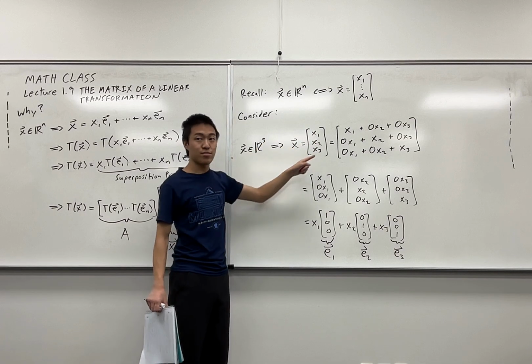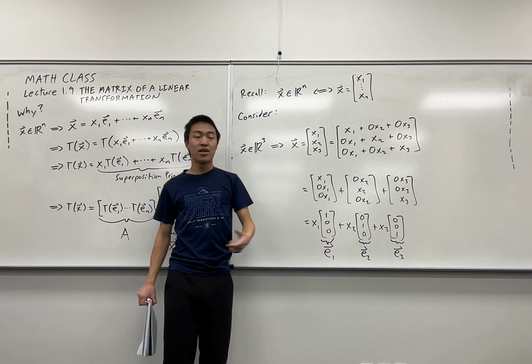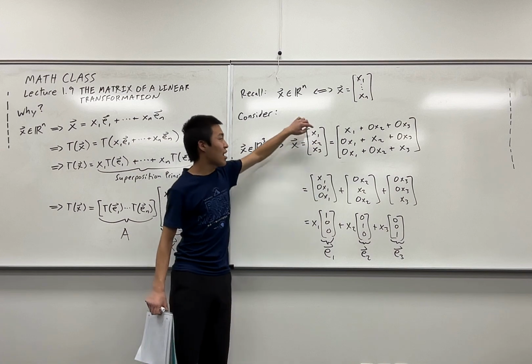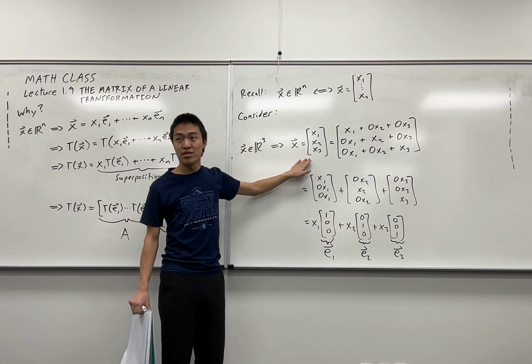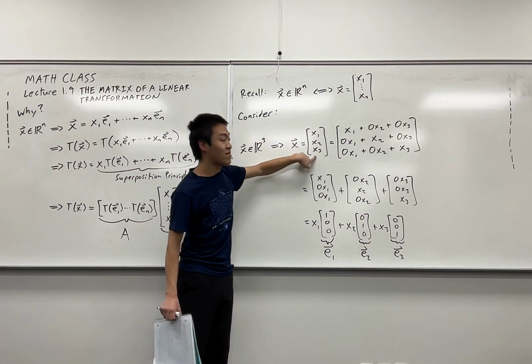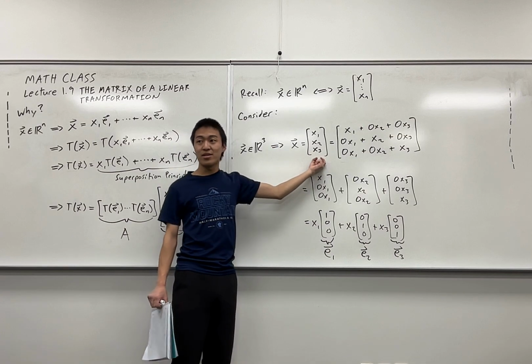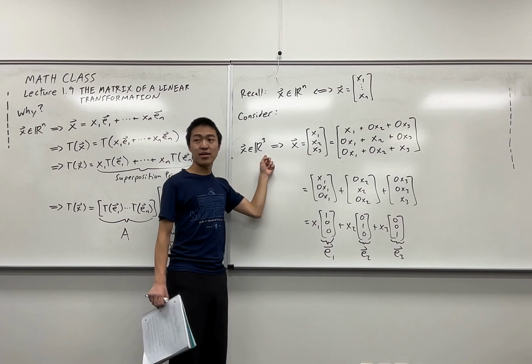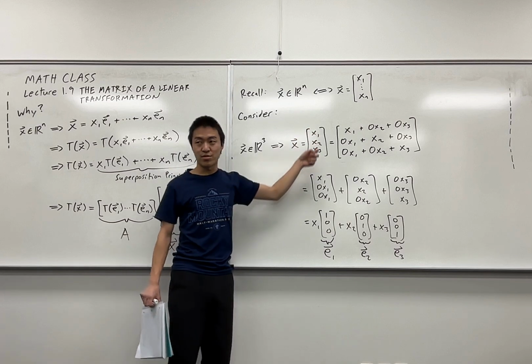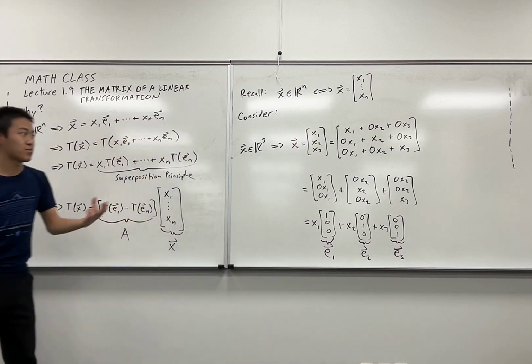So x1, x2, and x3 here are the placeholders for those entries. Yes, you could have them being equal to the same scalar amounts. You could have something like 7, 7, 7, where they all happen to coincide, but I need to be able to accommodate all possibilities of vectors x in R3. So that's the reason why it's notated that way. It's like a placeholder.